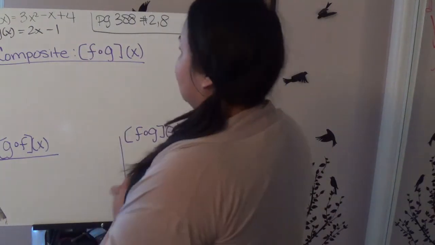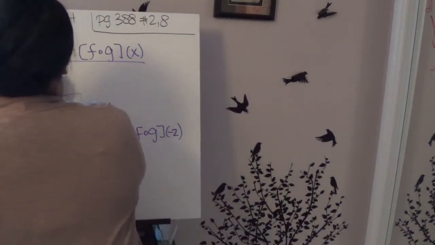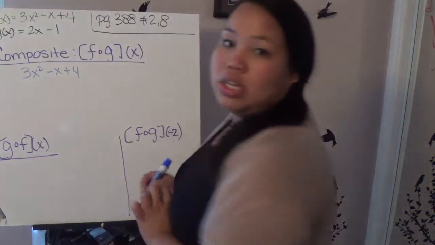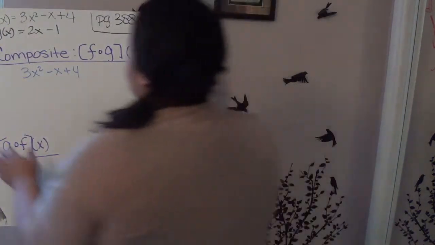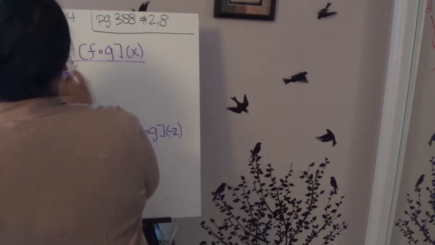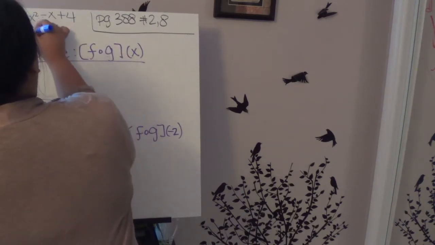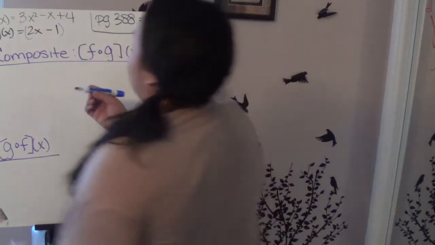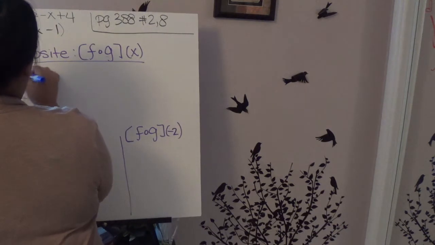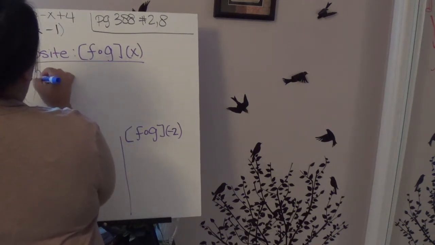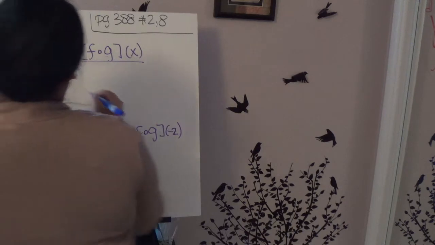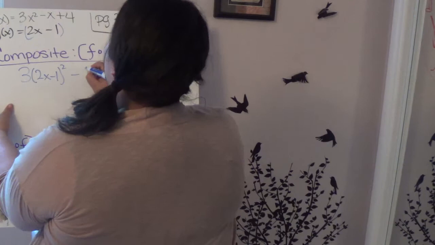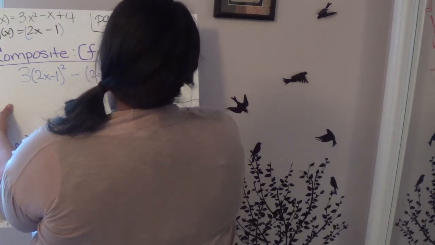So what that means is I have this 3x squared minus x plus 4. This is my first equation, yes? But instead of the x's, I'm going to put the g, the second one, into a bubble, and I'm going to replace all of my x's with this bubble. So my equation looks like this: 3 of 2x minus 1 squared, because I have my bubble there, so the entire thing goes in for x, minus 2x minus 1 plus 4.